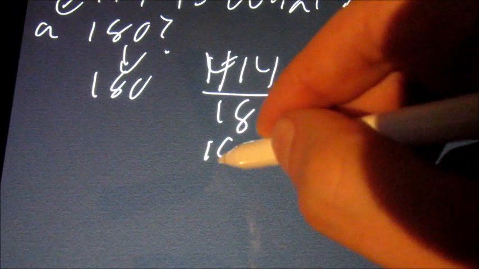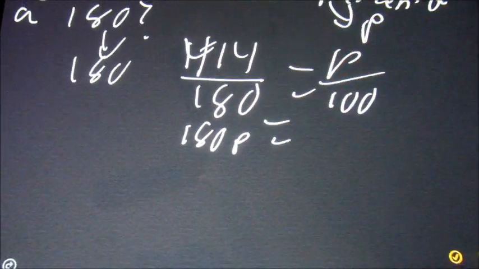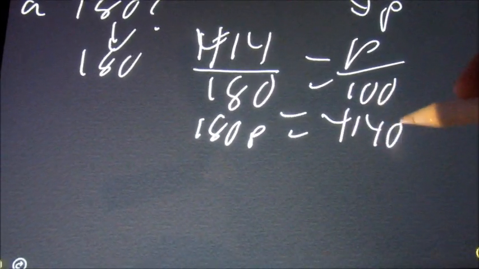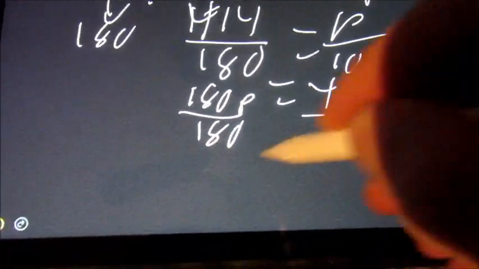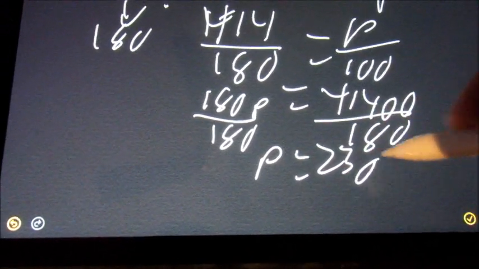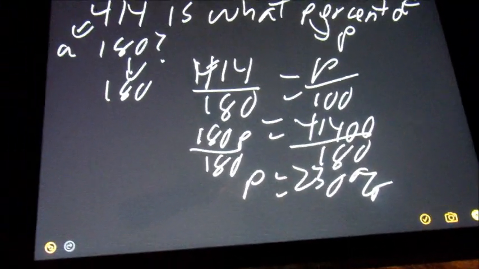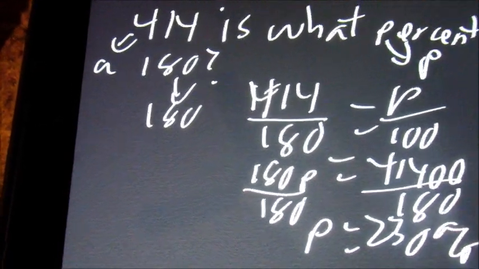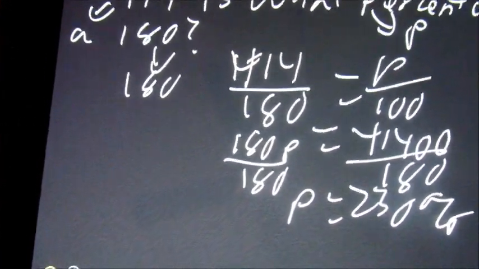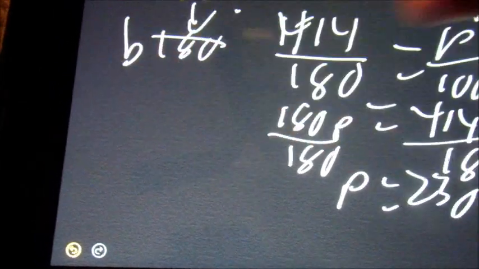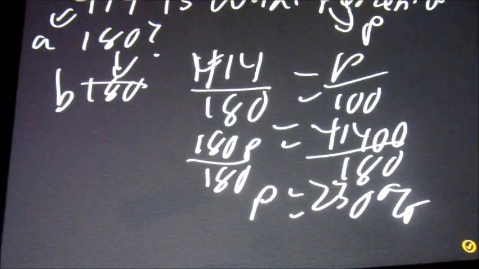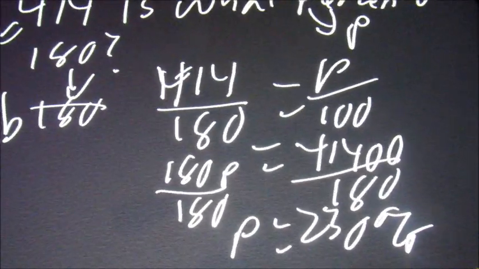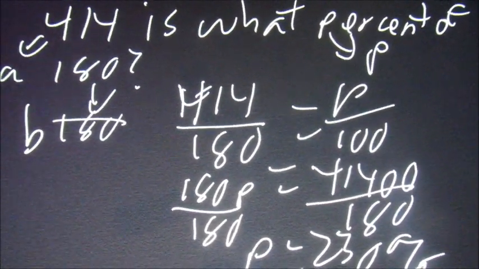Cross multiply, we get 180P equals 41400. Divide both sides by 180. And P equals 230%. Note that when our A was bigger than our B, A is bigger than B, then the percent is over 100. And you'll always get it like that. So those are the main ways that it's going to be just normal questions.